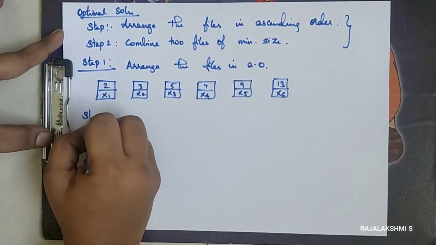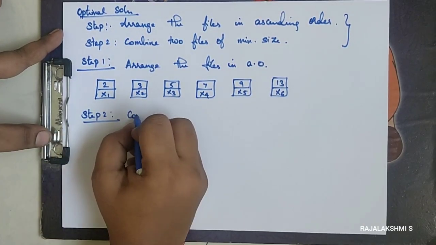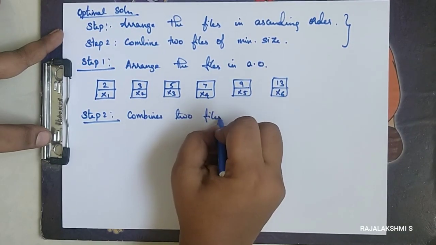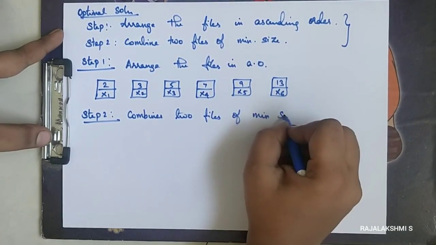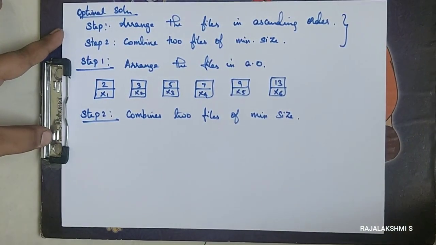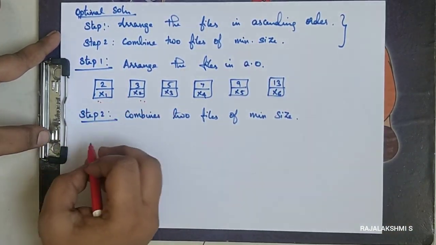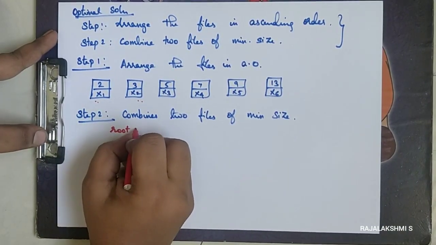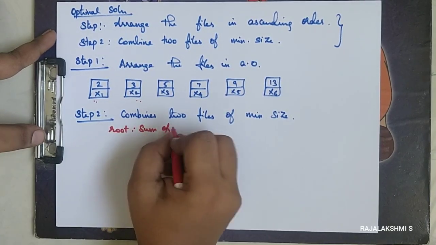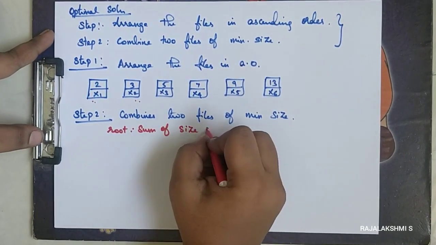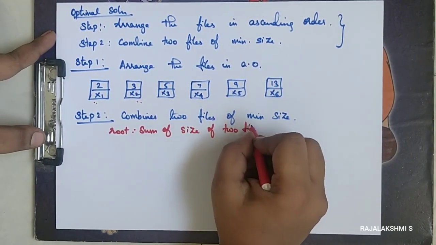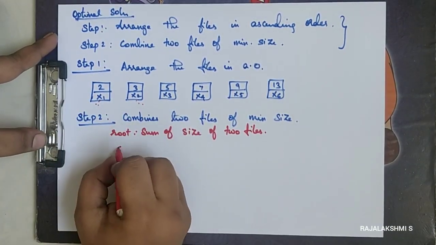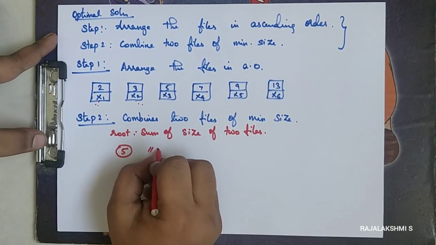Right? Step 2, combine two files of minimum size. Right? So now x1 and x2 are having minimum sizes. So I am combining those two. While combining, root will be equivalent to sum of size of two files which we are merging. Okay, so here we are going to merge x1 and x2. So the root is equivalent to 5, which is 2 plus 3.